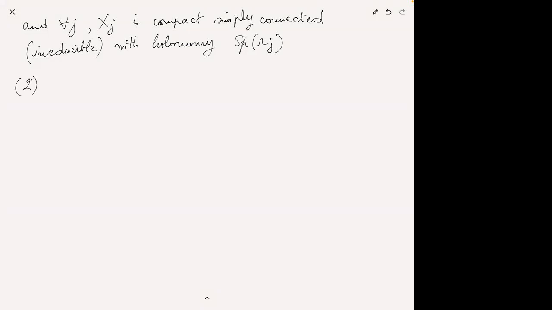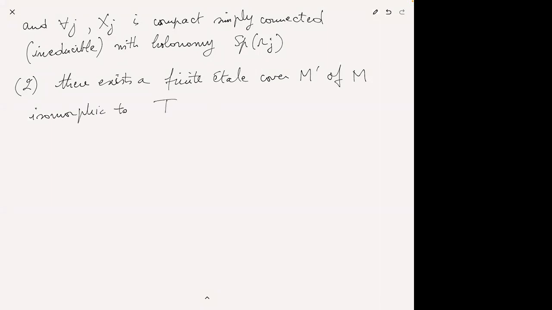And then the second part says something about M itself. So there exists a finite étale cover, let's say M' of M, isomorphic to a product T times the product again of the same V_i's and then the product of the same X_j's, where now T is a complex torus.